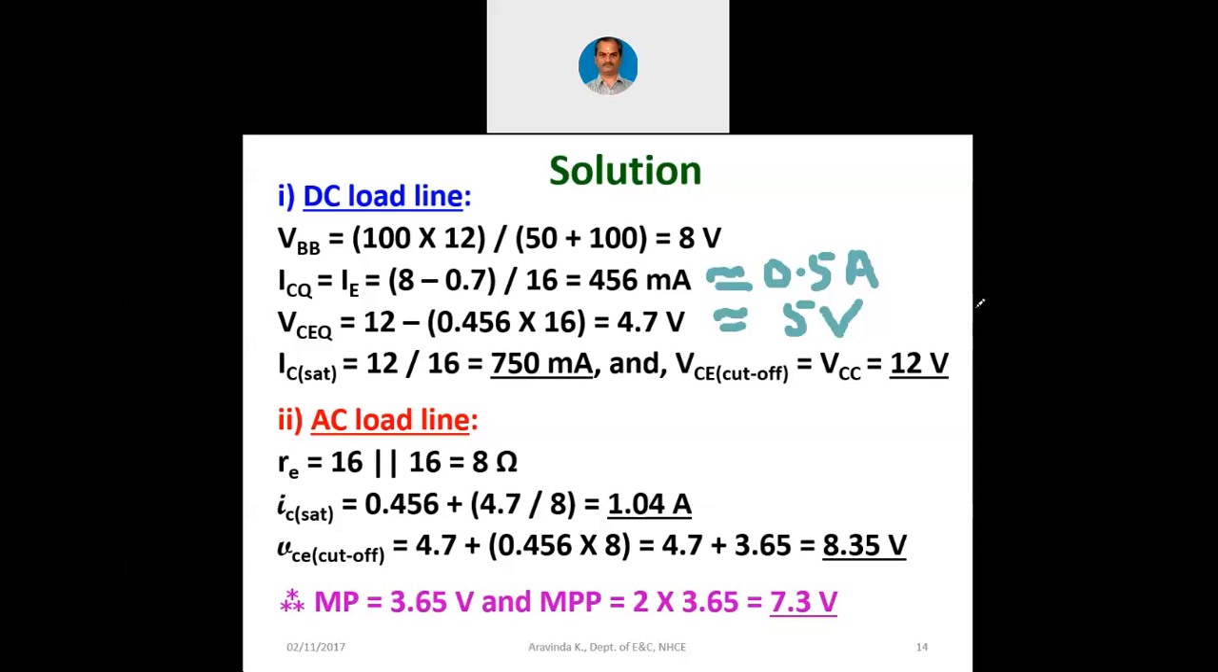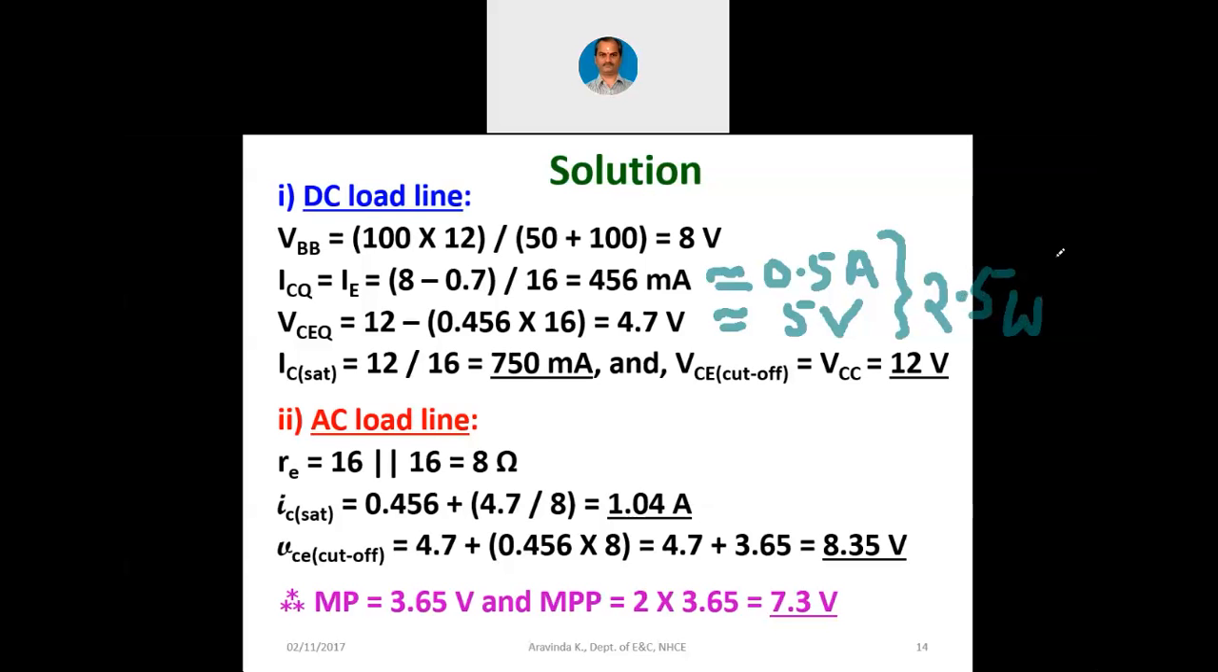Now, if we want to have a safe operation of the transistor, we should actually have the rating of the transistor double of this value. So, when this is equivalent to 2.5 watts, 0.5 ampere into 5 volts is 2.5 watts, naturally, we should have a transistor which will bear at least 5 watts of power.